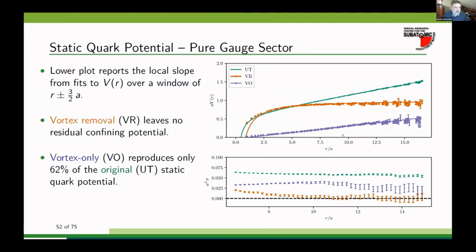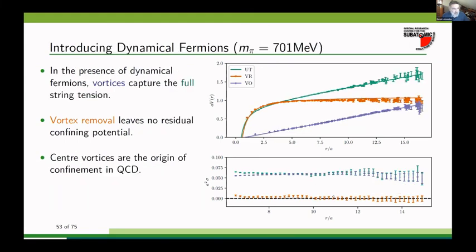So how about the static quark potential? Here we are in the pure gauge sector. Maybe the most interesting thing about these plots, remember this is untouched, this is vortex removed, the loss of confinement, this is vortex only. This plot down here shows the local slope from fits to V of R over a window of plus or minus 3/2 the lattice spacing. And so you can see the old problem that the untouched string tension is here. The vortex only string tension is about 2/3 of that.